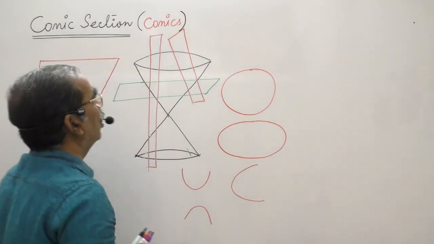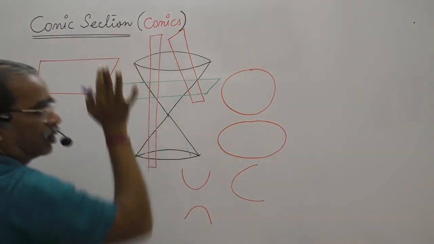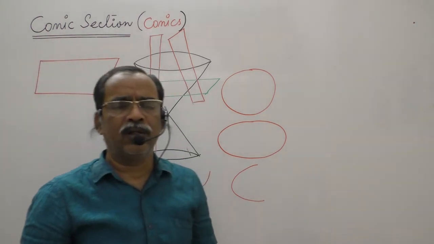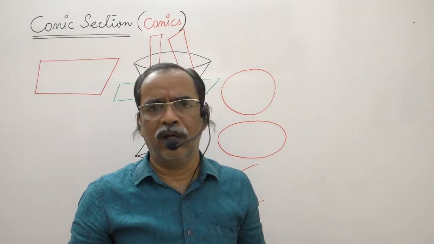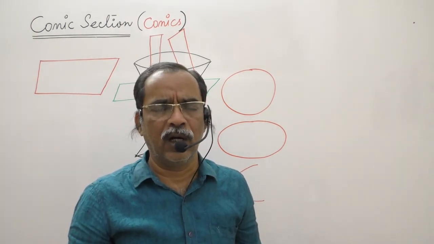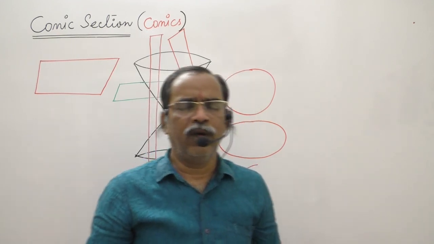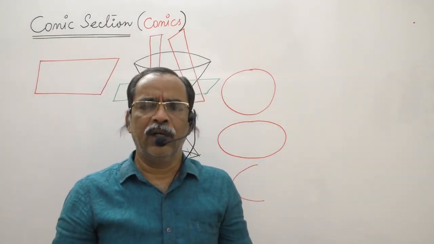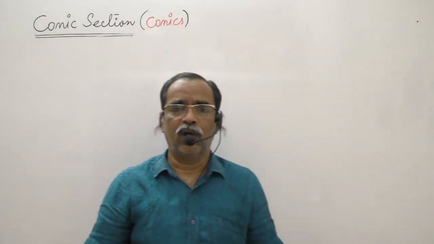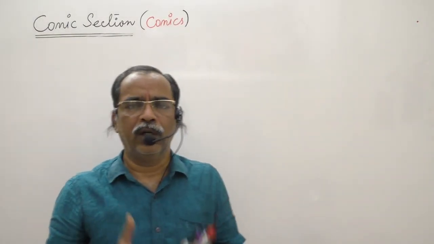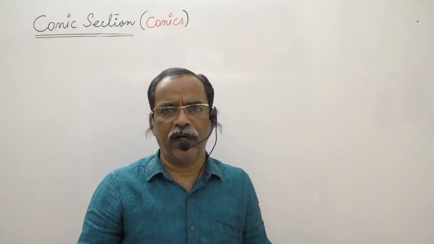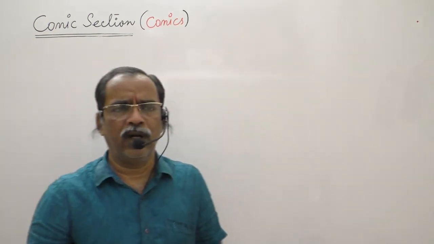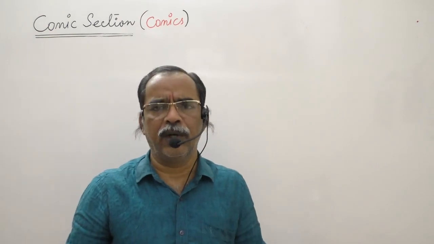So these are the curves obtained by cutting a cone by different surfaces. These are called conic sections, or simply conics. So what are conics? The curves obtained by cutting a cone by different surfaces. Now we will see its systematic definition. I said conic sections are curves, so now we will define it in a systematic way.